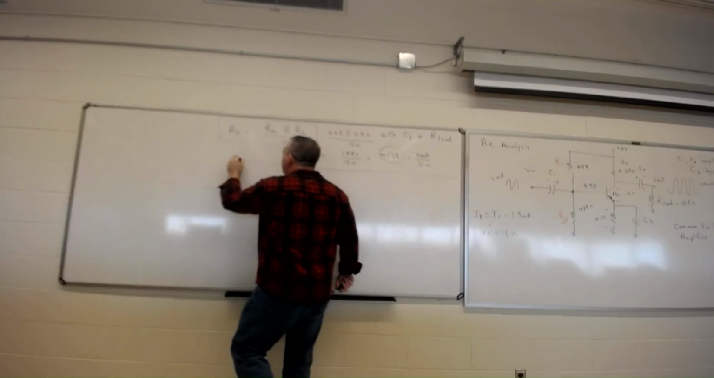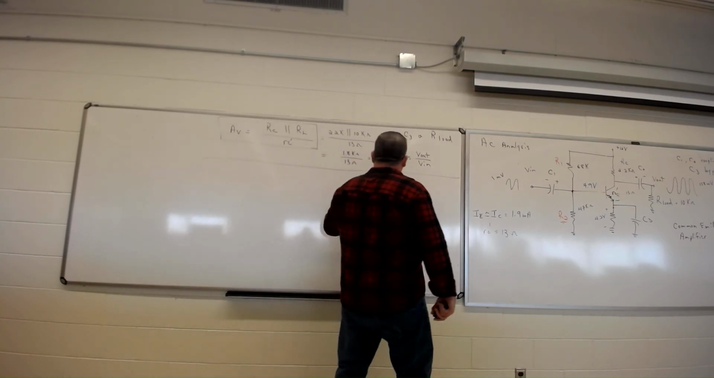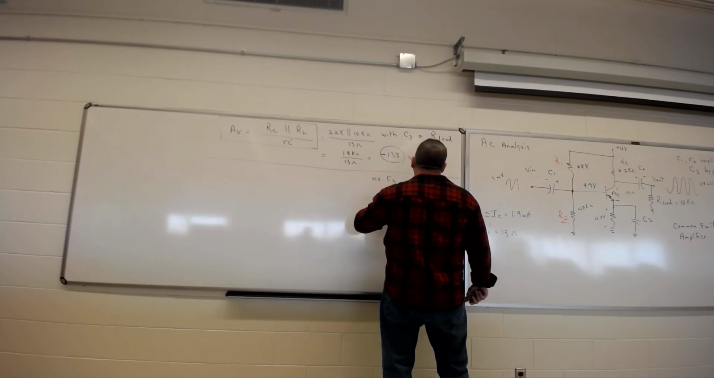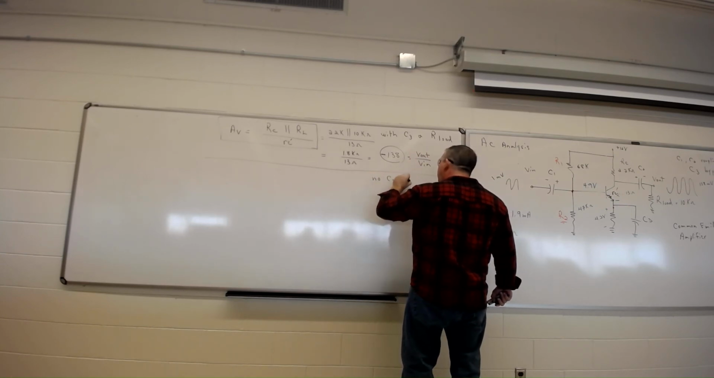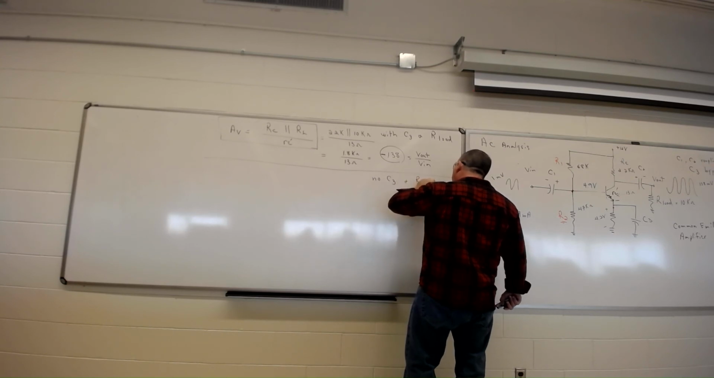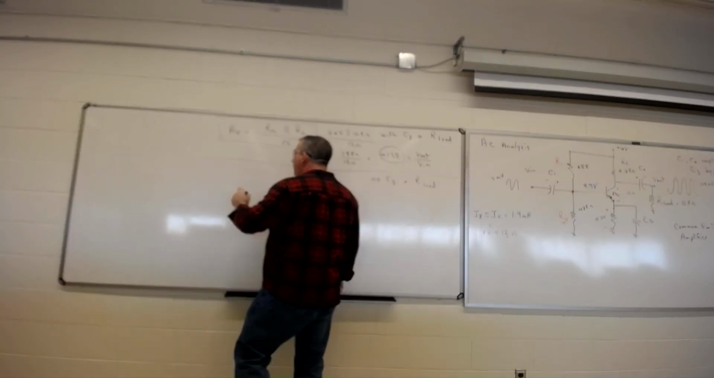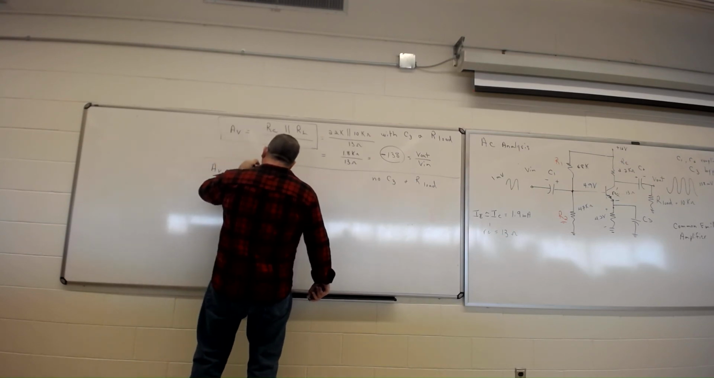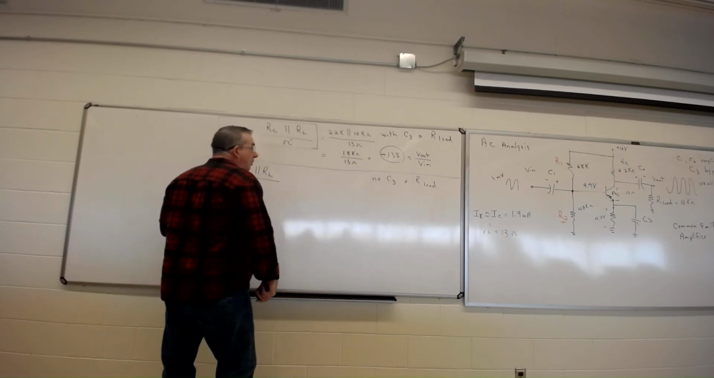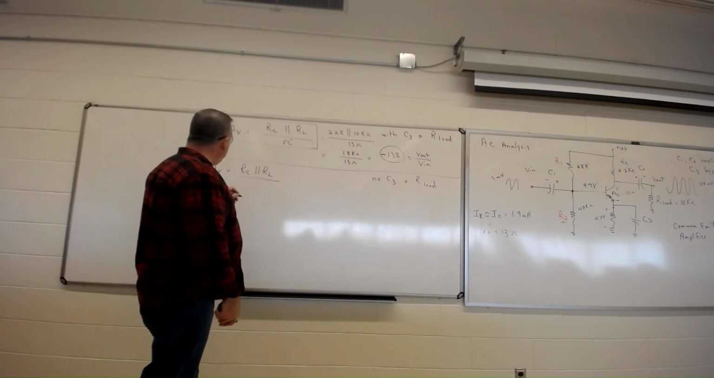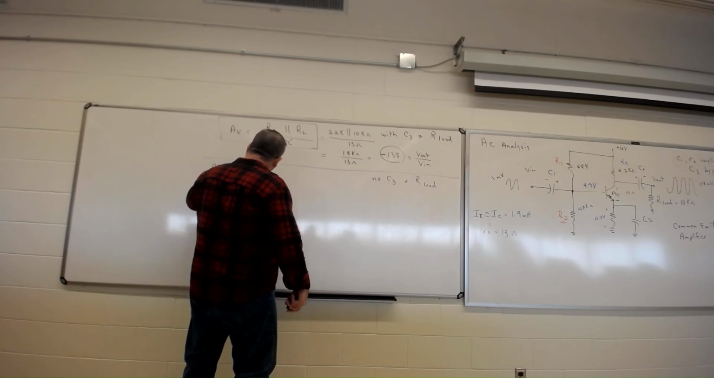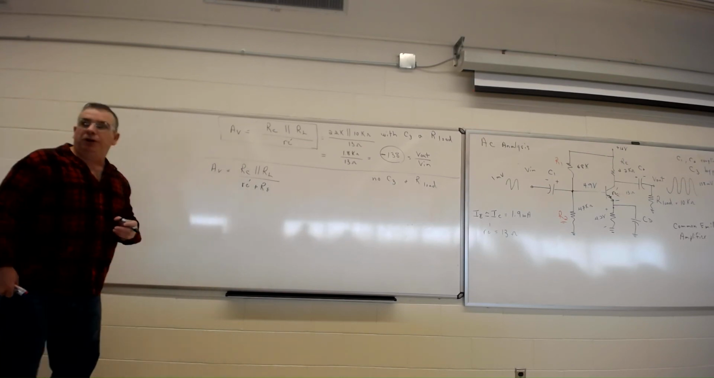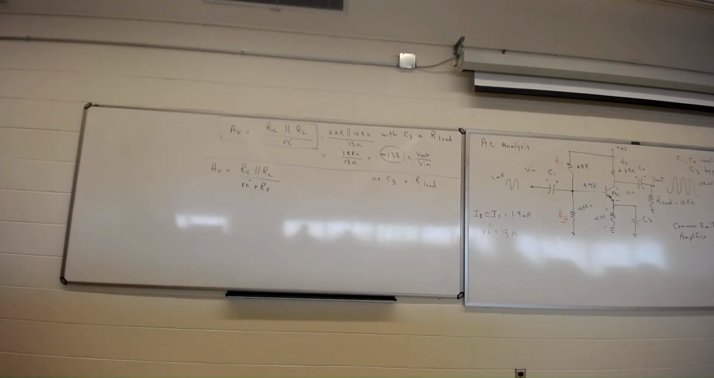So I'll change it a little bit. Here's the next thing I'm going to do. What if we have no C3, but we have our load? Well, the formula will change to this. AV will be equal to RC in parallel with RL, but it'll be R prime E plus RE. That's what happens to the equation if we don't put the bypass capacitor there.